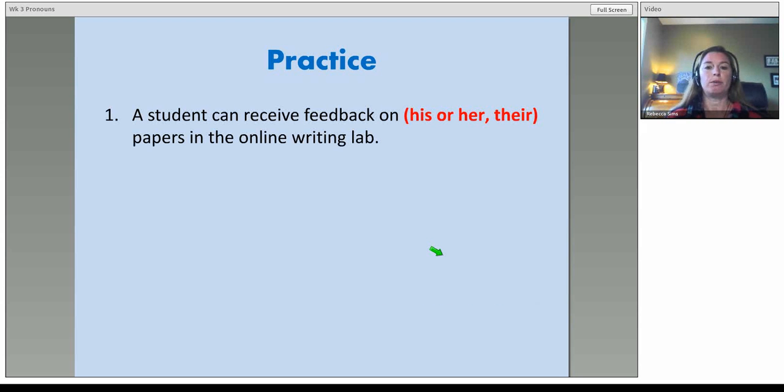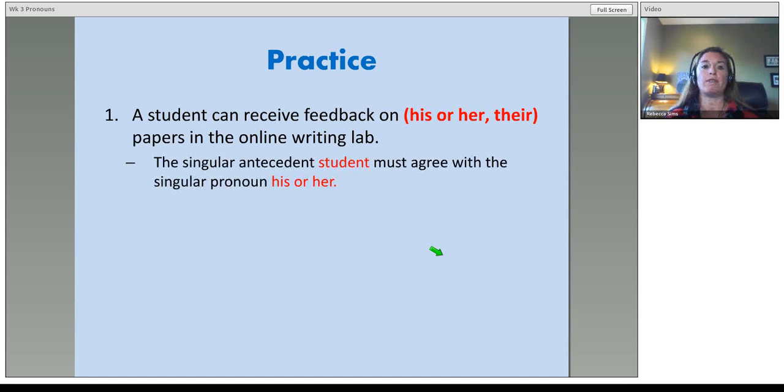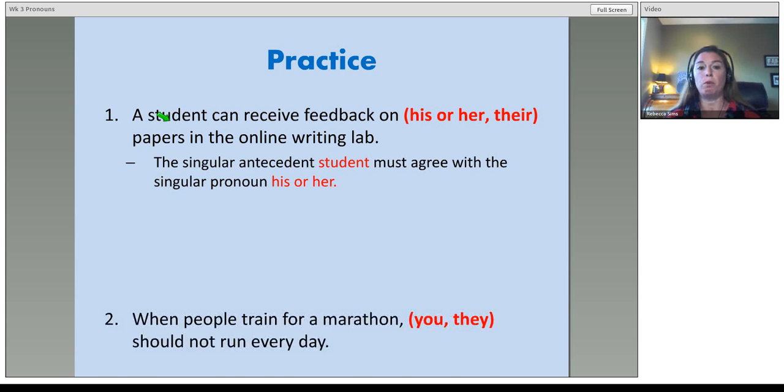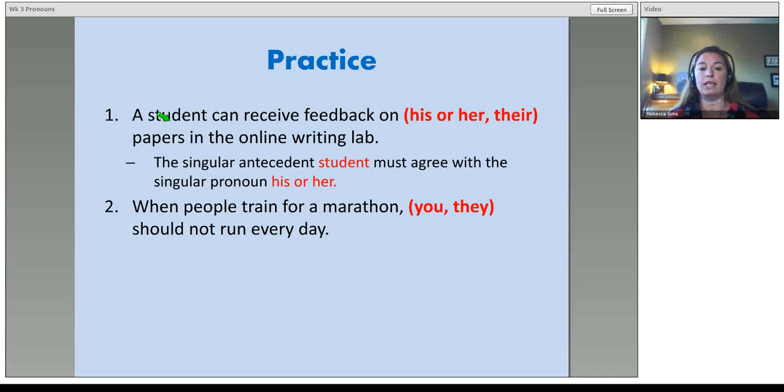Let's do a little practice. A student can receive feedback on his or her or their papers in the online writing lab. Well, we have to look at our sentence. Here we have the singular student, so we must select the singular pronoun his or her so that we have pronoun antecedent agreement. If we selected their, that's a plural pronoun. That's a singular noun. Therefore, we would not have pronoun antecedent agreement.